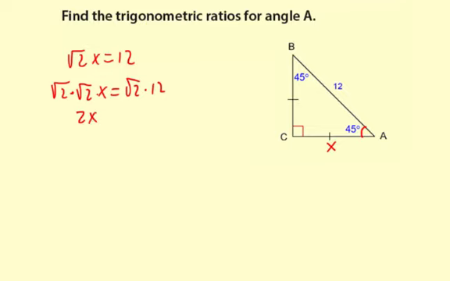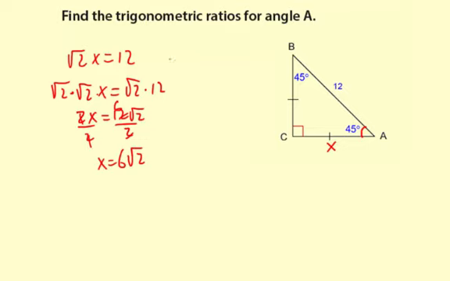Then you have this x here that is multiplied by, so 2x equals, and then this is square root of 2 times 12. And really, when you write it, you're supposed to put the 12 first. So it's 12 square root 2. I'm just using the commutative property of multiplication. To solve for x, divide both sides by 2. And you get x equals 12 square root 2 divided by 2. The 12 and the 2 are reduced to a 6. So x equals 6 square root 2.